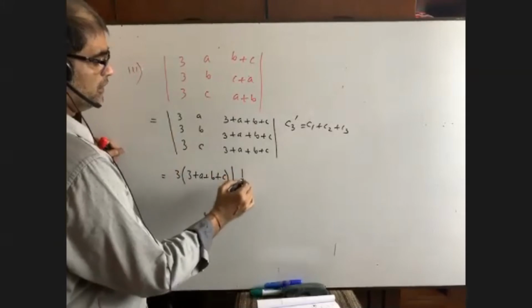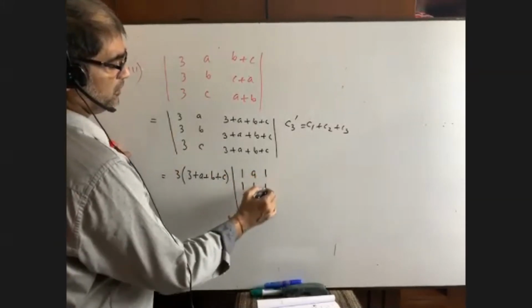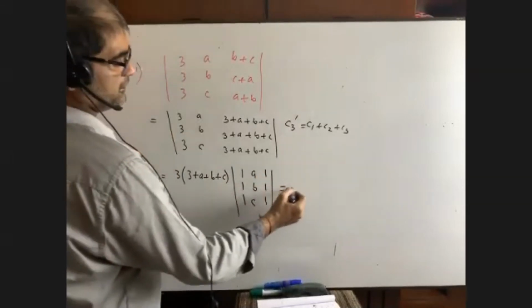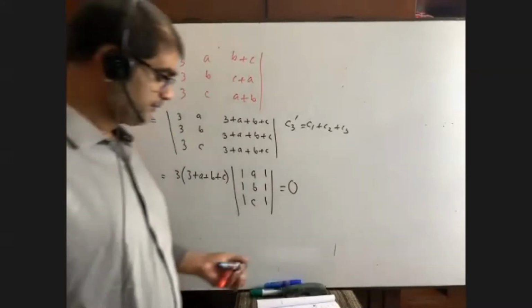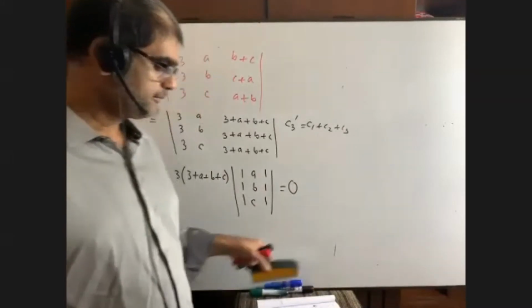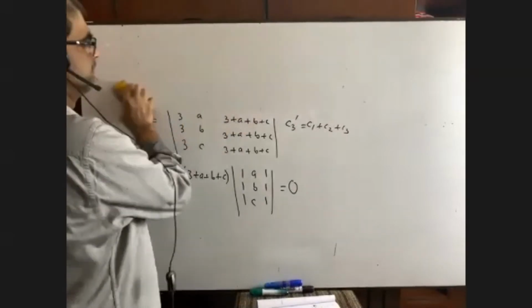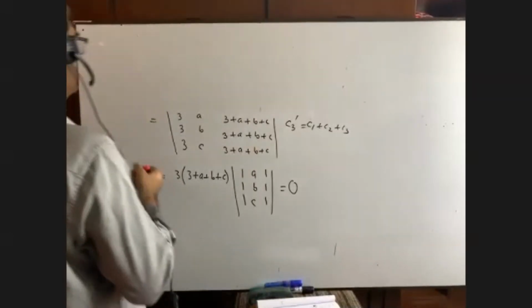So we are getting 1, 1, 1, A, B, C. Here also 1, 1, 1. Now it is what? 0. So 0 into this equals to what? Answer is 0. Is it? Yes sir. Now go to question number 4.